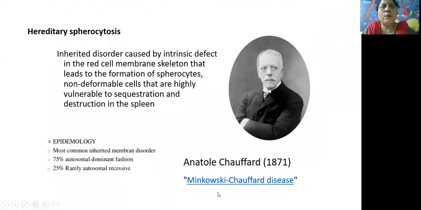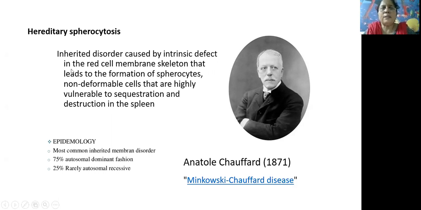So now moving on to hereditary spherocytosis. This definition tells you everything about hereditary spherocytosis. This is from Robbins. It is an inherited disorder, so it will be transmitted to the progeny, caused by an intrinsic defect. Where is the defect? The defect is in the RBC, in the red cell membrane.